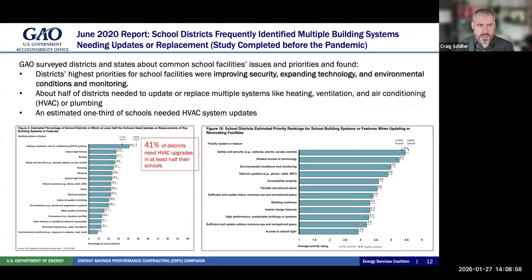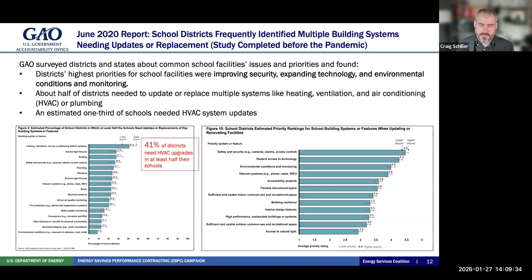A survey done by the Government Accountability Office a few years ago highlighted how many different school districts and how many schools need repairs done. One of the key takeaways from that was that 40% of districts need HVAC upgrades in half their schools or more. The same report concluded about 36% of all the schools in the country need HVAC replacements, upgrades, or modernizations, meaning 1 out of 3 schools is not getting proper thermal comfort and ventilation to the students that are in there for 15,000 hours over their career.